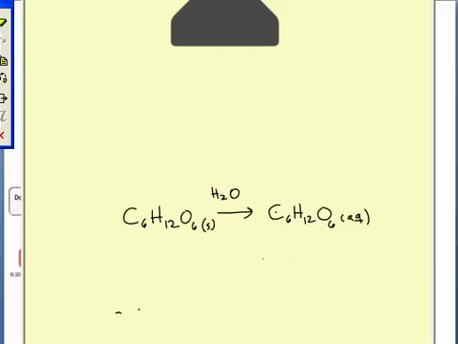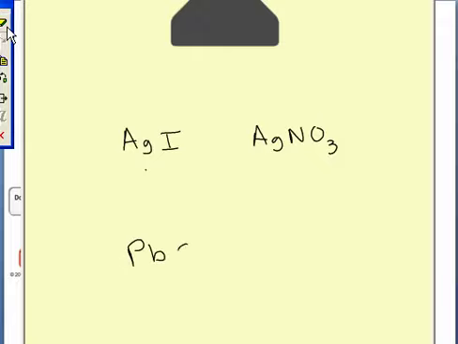Let's erase what's on the board right now. And I want you to take a look at these compounds. And I want you to pause the slide and look at your table and figure out whether these 4 compounds are soluble or insoluble. Once you figure it out, restart the PowerPoint.